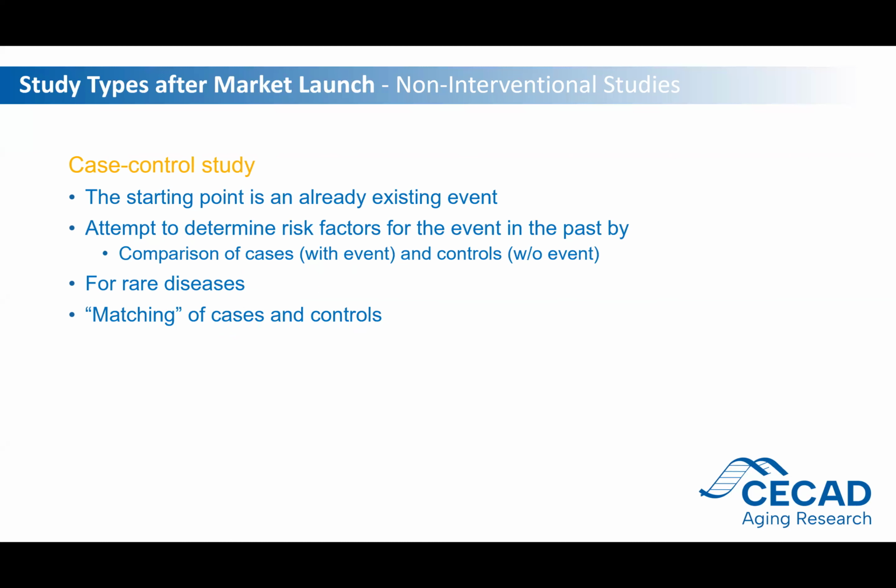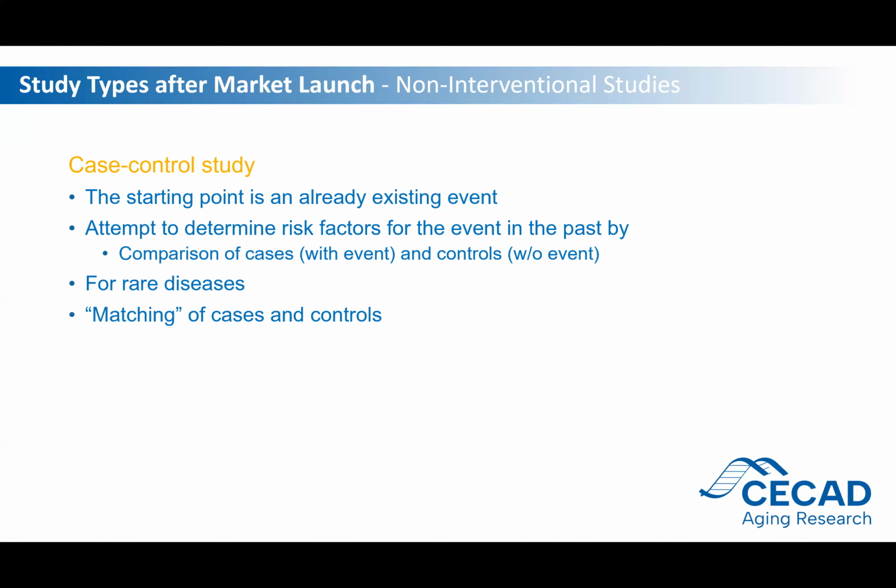In a case-controlled study, as the name suggests, the starting point is an already existing event, so the actual case. And from this existing event, we go back in time and attempt to determine the risk factors that led to this event happening in the future. So we compare the cases which have the event and the controls that do not have this event.